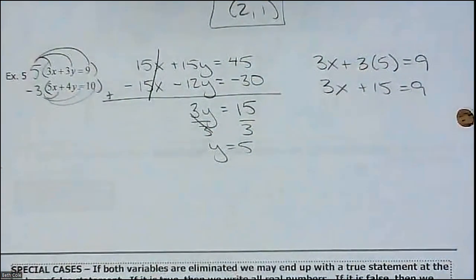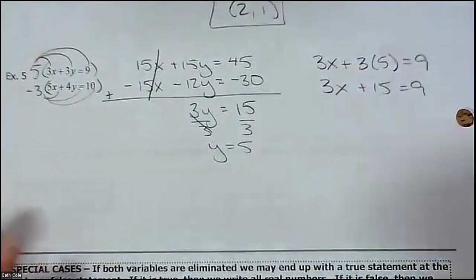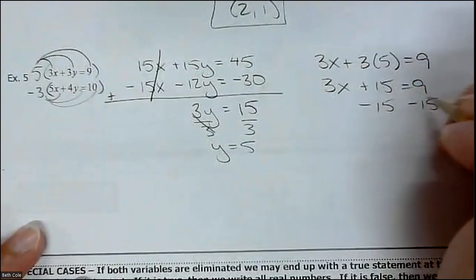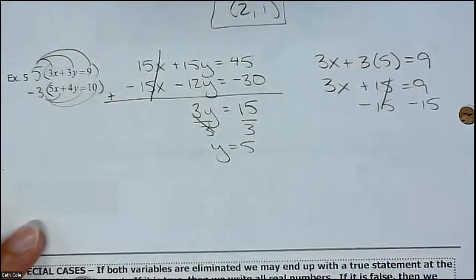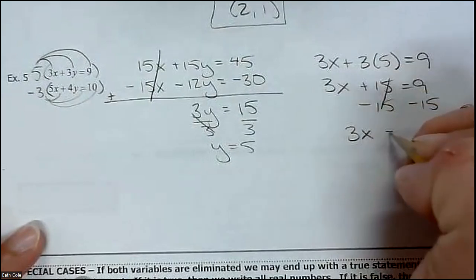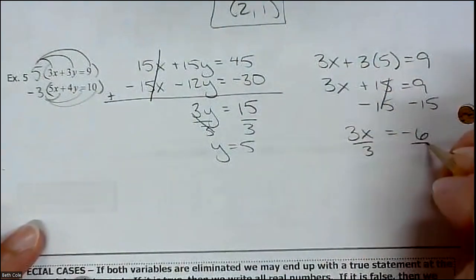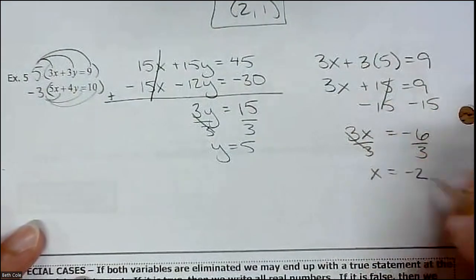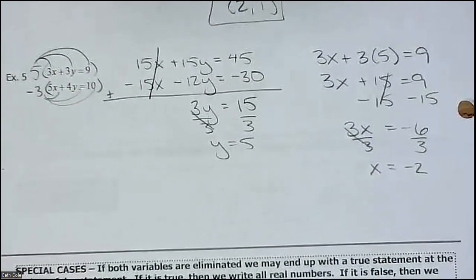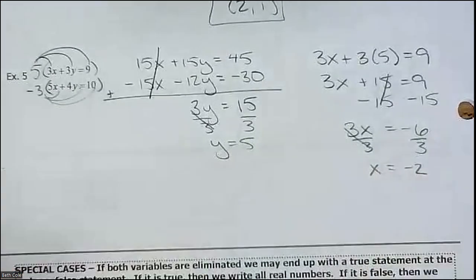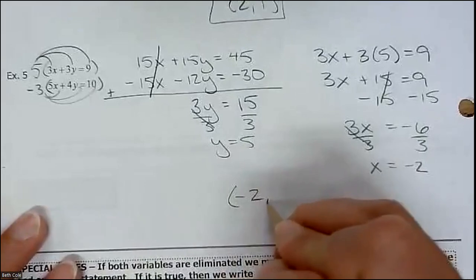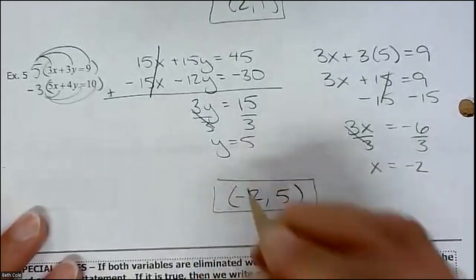And then you just solve that for x. So minus 15. Yeah, negative 6. You were right. Good. So x is -2. And then lastly, you just have to write it as an ordered pair. Just don't do it backwards. Because if you write (5, -2), I'm going to have to mark that wrong. It's (-2, 5). It's x, comma, y.